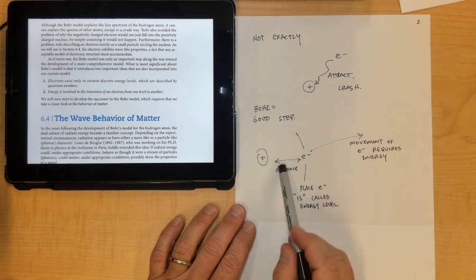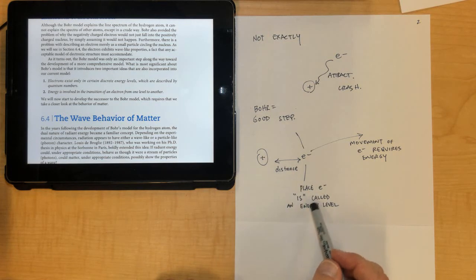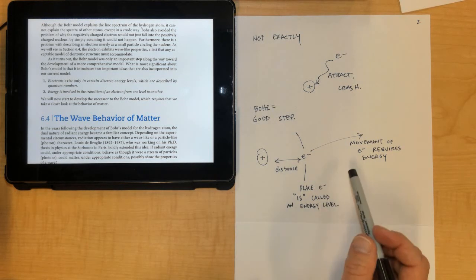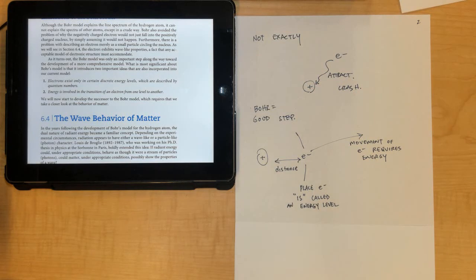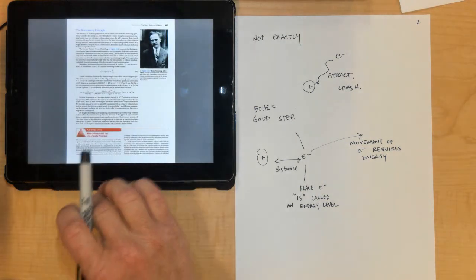He said that these electrons had to be a certain distance away, and the place where the electrons existed is called an energy level, and if you needed to move these electrons somewhere, you needed to add energy to make those electrons move. And we still harbor those exact thoughts today in what's called the quantum mechanical model of the atom.